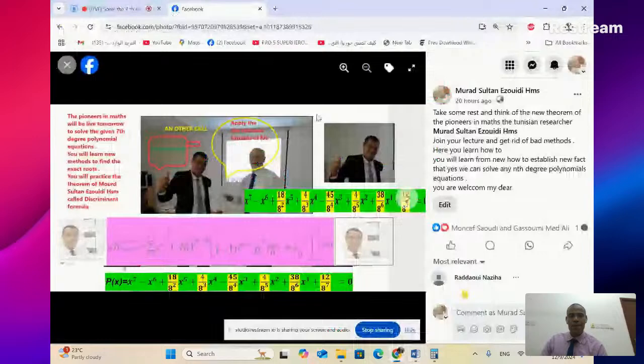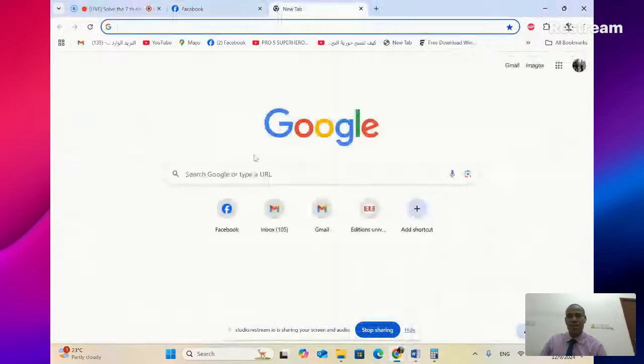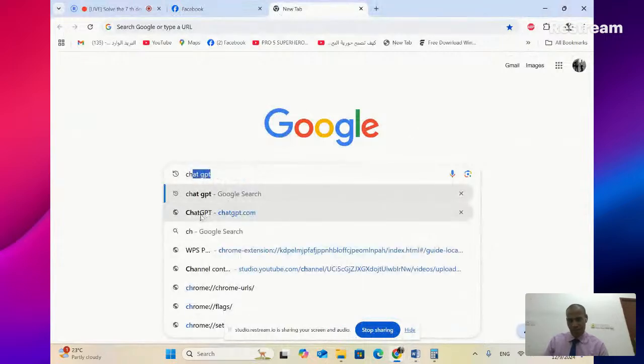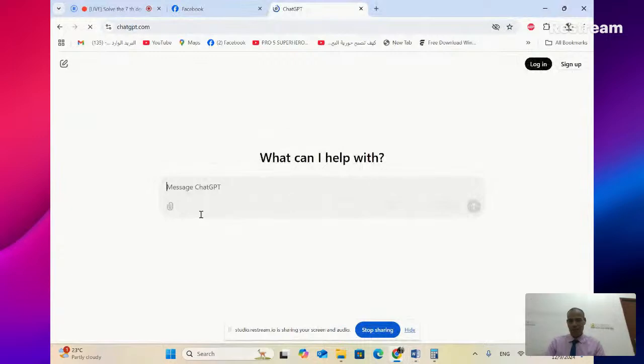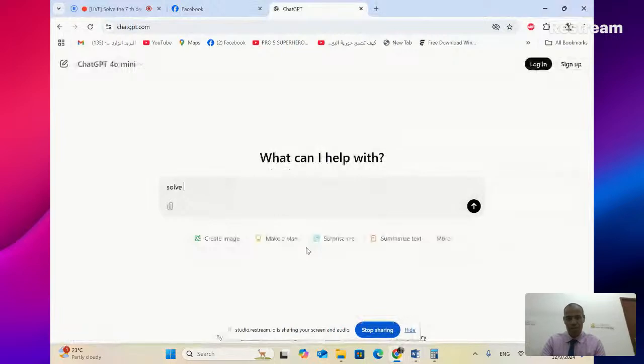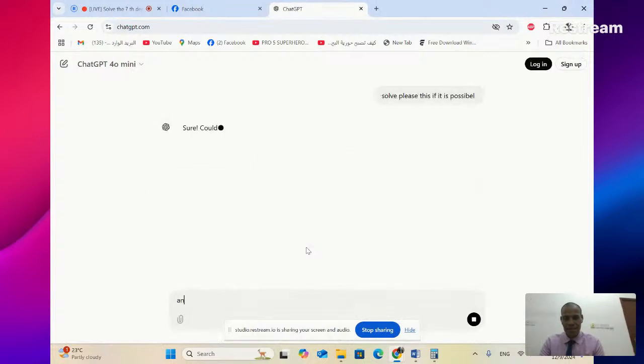First of all, where is ChatGPT? This one. Hi, ChatGPT. Please solve this, which I already solved, if it is possible, and give me the exact roots. Look what it will say.